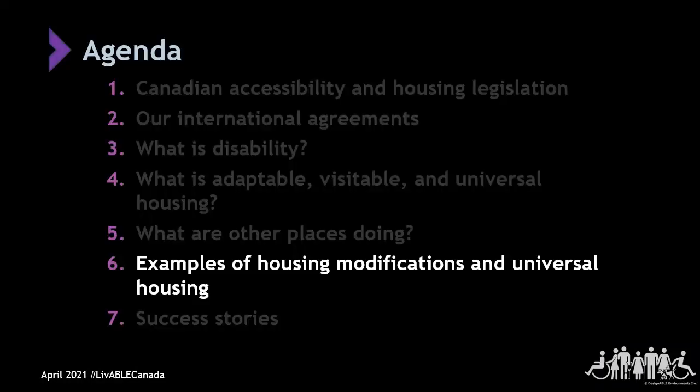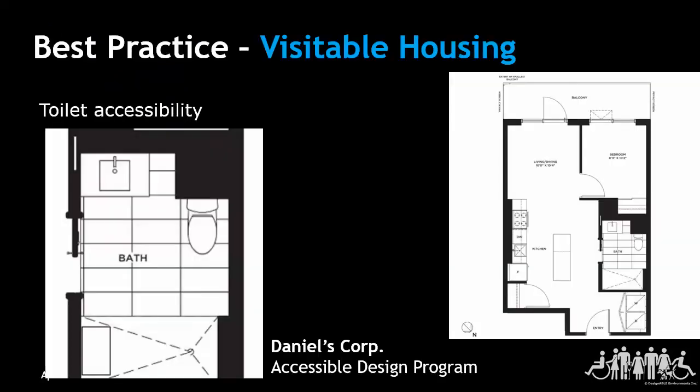So back to our agenda, let's see some examples of housing modifications and universal housing. So here we see from the Daniels Corporation, they have an accessible design program. Here's one of their 1-bedroom layouts. And on the left, we see the visitable washroom for the unit.